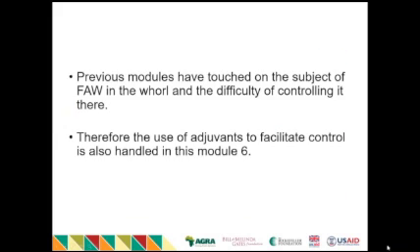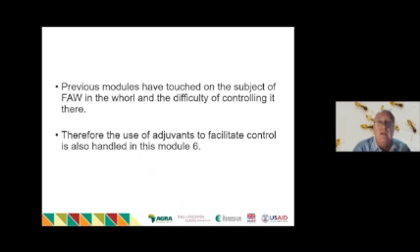In previous modules, we have touched on the subject of fall armyworm that moves into the whorl of the maize plant and how difficult it is to control the fall armyworm there. Therefore, we're also going to briefly discuss the use of various adjuvants to facilitate control of fall armyworm that might be in the whorl of the plant.